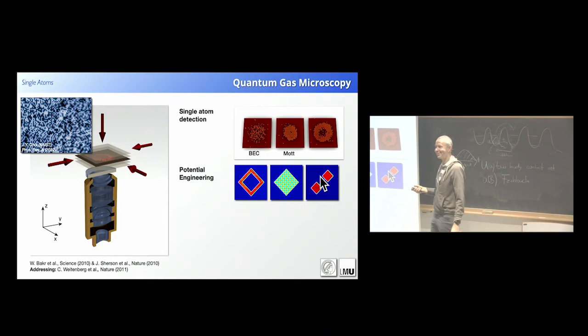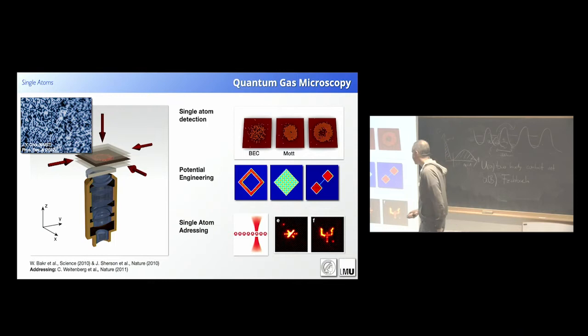You can also address single atoms and control the initial state. We're going to use that also by, again, shining a laser beam in the reverse direction onto the atoms, onto an individual lattice site, for example, and then you can flip the spin of this specific atom. So you say you want to go to atom 44, 53 in that two-dimensional coordinate system, and you want to control the spin state, then you just move your laser beam there, and you do a rotation on the Bloch sphere into the direction you want.